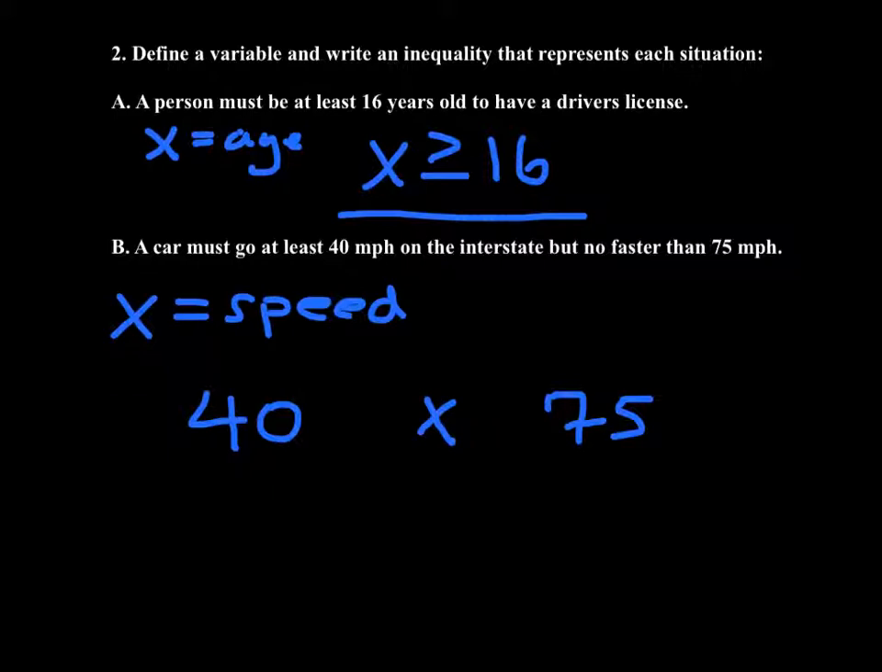And we know that 40 is going to be less than or equal to, because again it's at least, so we're including the 40. And no faster than 75 means that we can include 75 but not go faster, so we're going to be less than or equal to 75 miles per hour. Okay, so the way you would read this would be 40 is less than or equal to x is less than or equal to 75 miles per hour.